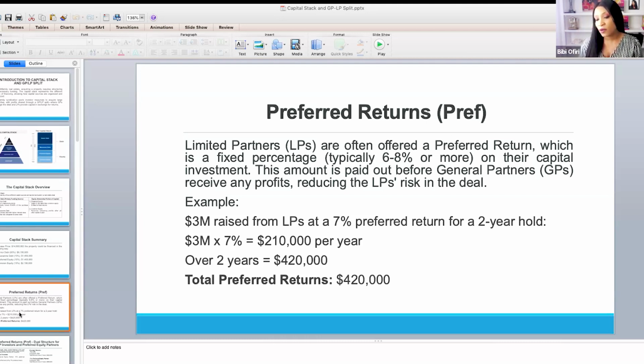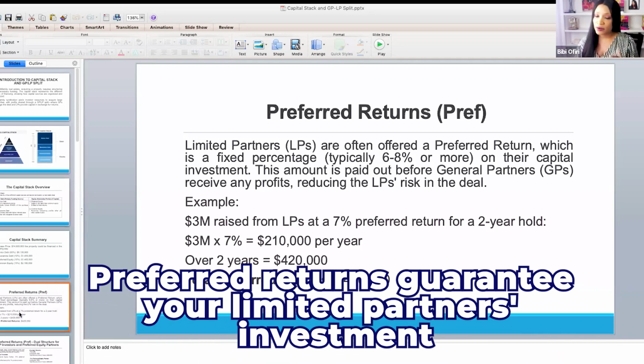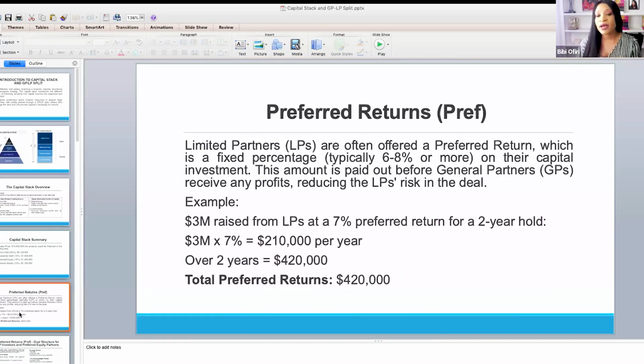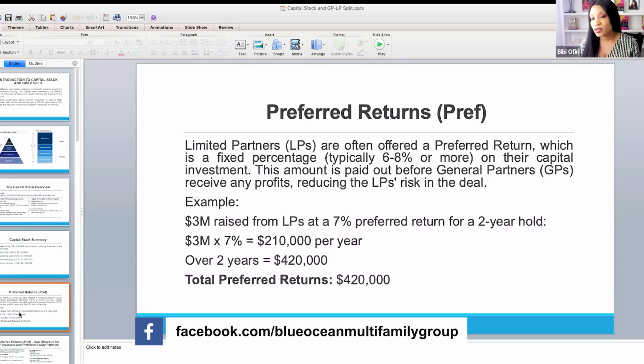And that's where we talk about waterfall. I'll explain that also next week, what waterfall is, how you can spill it over, but it does not take you away from your responsibility. So preferred returns is a guaranteed way of securing your limited partner's money. In my deals, I try to structure it without it, and sometimes with it. It just depends on my deal.